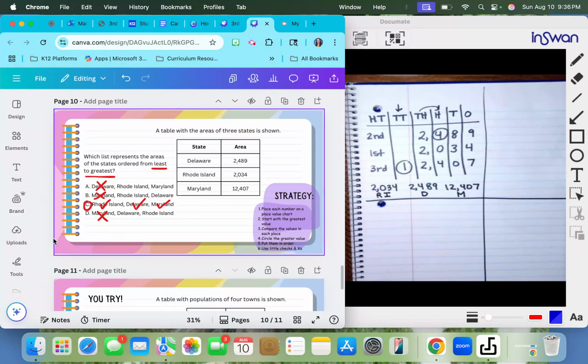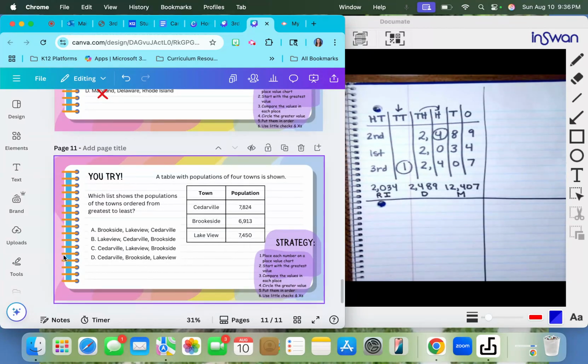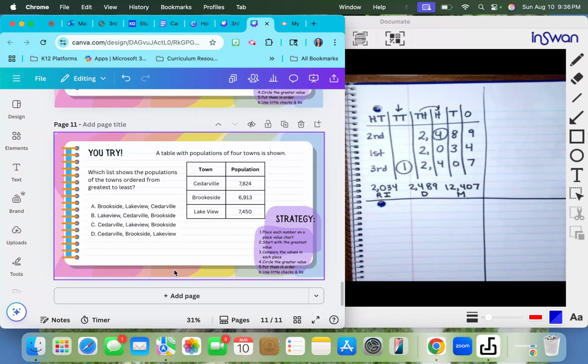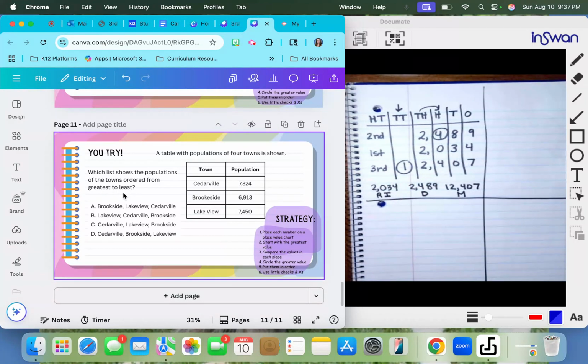All right, after this video, you are going to answer your You Try questions. Here is your You Try question for ordering numbers. A table with populations of 4 towns is shown. Which list shows the populations of these towns ordered from greatest to least? Pay attention to your directions. And remember, use your place value chart just like we did for the last question.